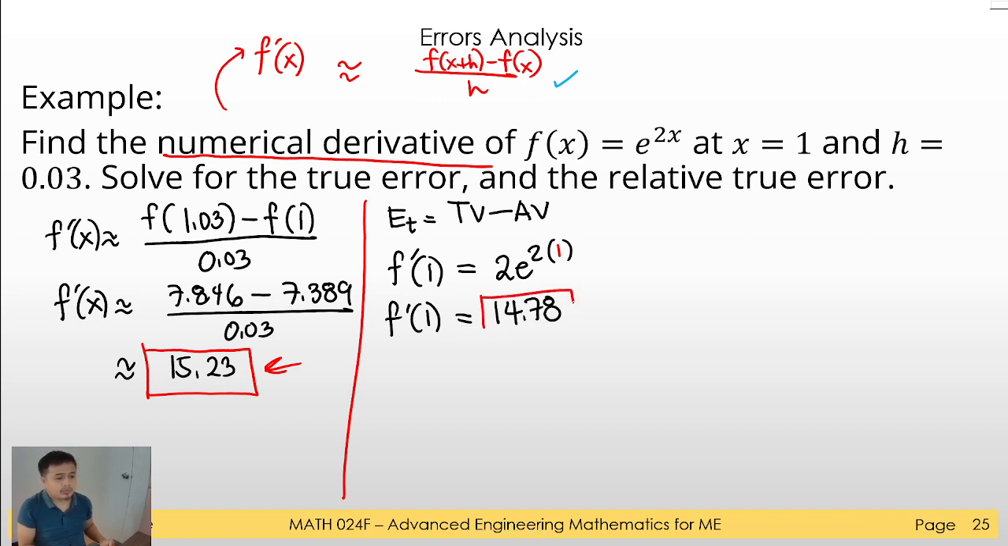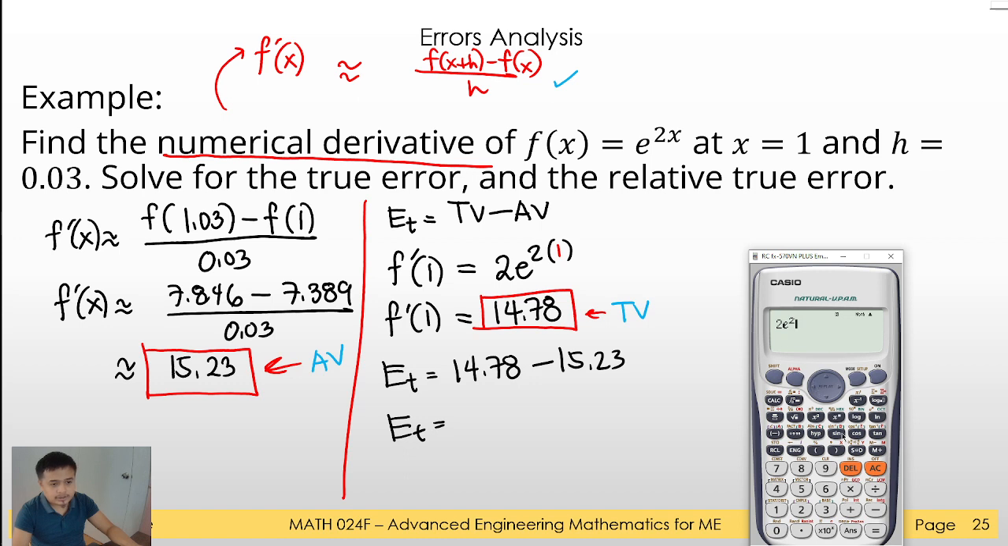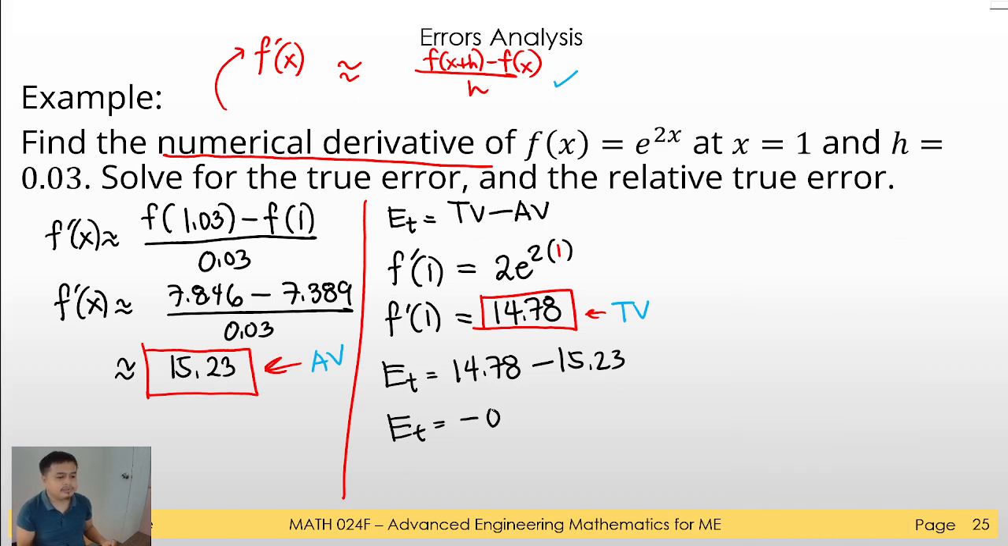What we just solved here is the true value. So this will be our approximate value. This will be our true value. Therefore, the true error will be 14.78 minus 15.23. So let's just subtract this now, 15.23. So we have negative 0.4519 as our true error.